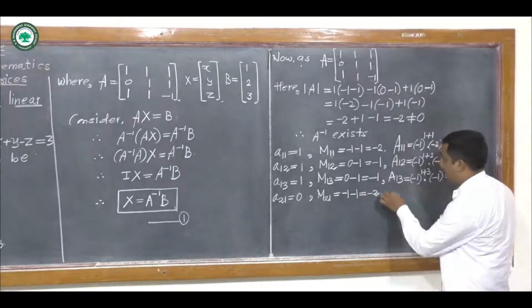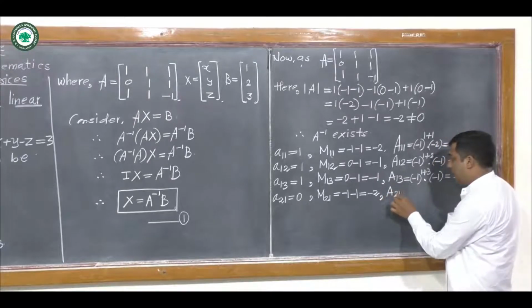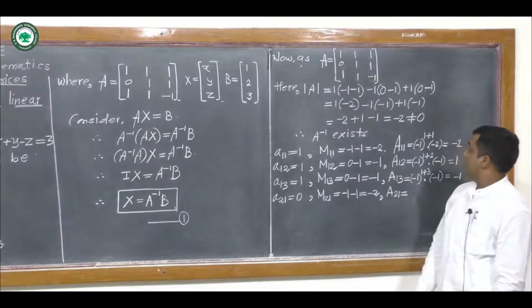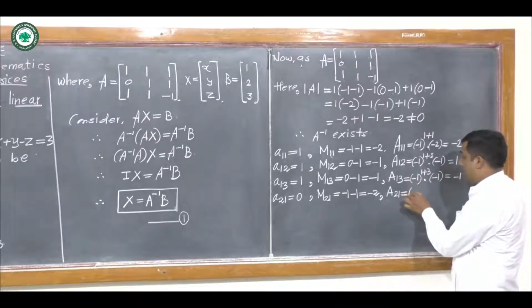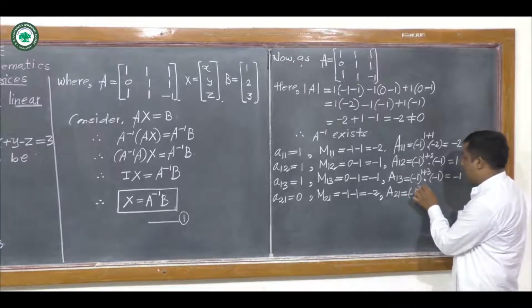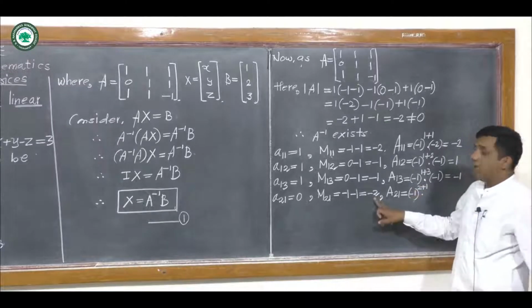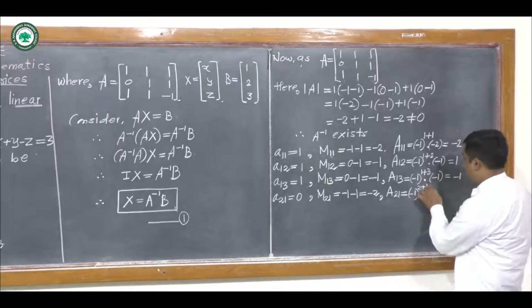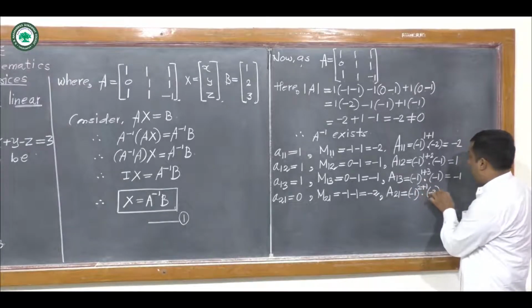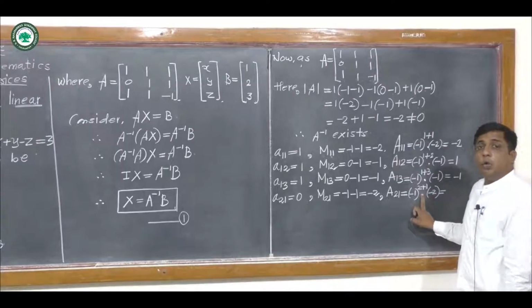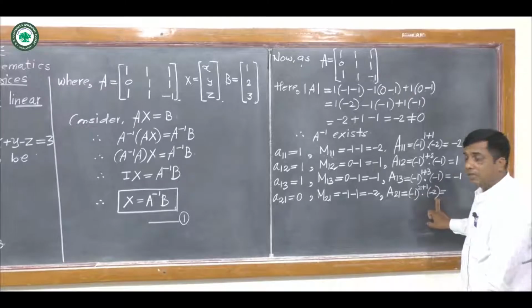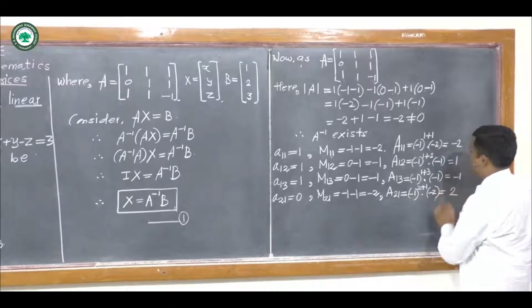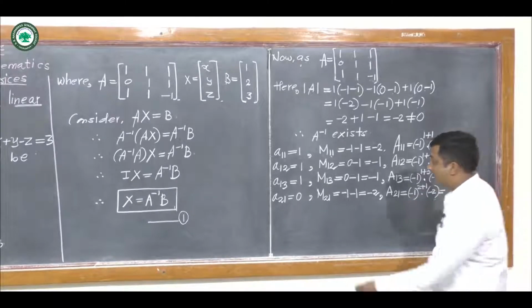Now its cofactor. Here A21 is the cofactor of the given element, and A21 is minus 1 raised to 2 plus 1 into the minor, which is minus 2. Now we know minus 1 cube is minus 1 and minus 1 into minus 2 is plus 2.